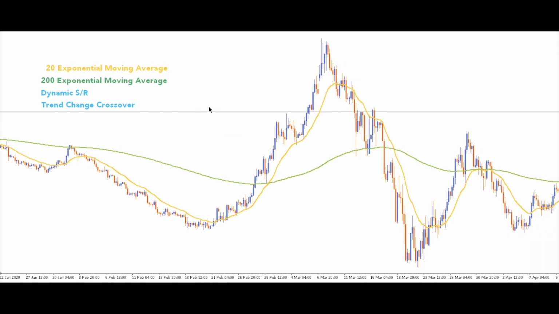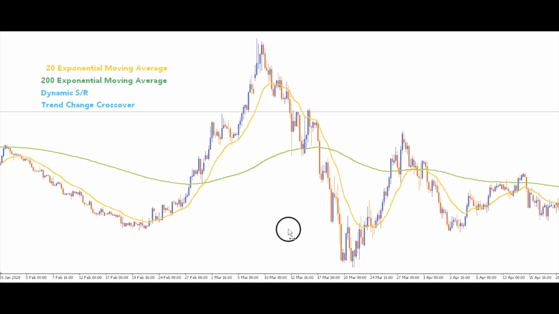There are sometimes when the price will be breaking below or above the 200 exponential moving average and it will not retest. In that case, you should understand that there is an impulsive momentum in the market, and you should look for any kind of pullback towards the 20 exponential moving average.